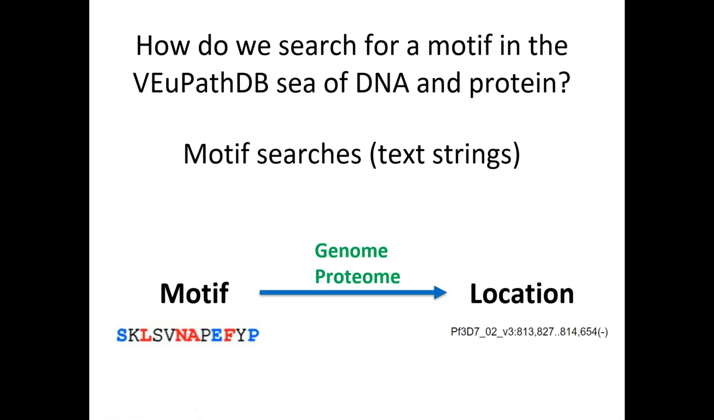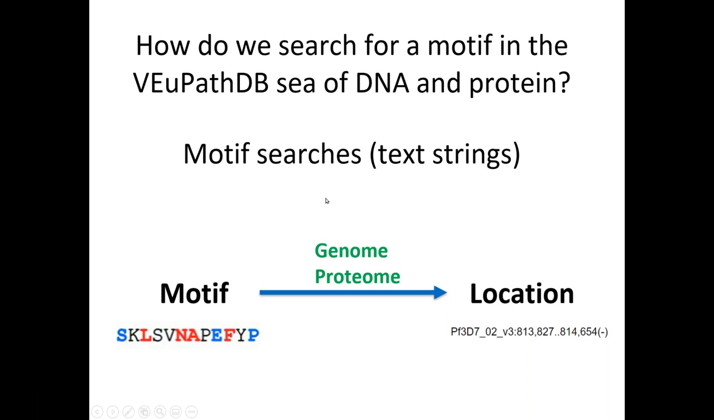Right, so that was just a little demonstration of our InterPro searches. Let's change gears a little bit here and talk about motifs. How do you search for motifs in VEuPathDB's sea of DNA and protein? Well, you treat your sequences as text strings and match your smaller query sequence to larger genomes and proteins. Right, so if you have a motif, either DNA or protein, it's a small sequence that you can match up to the larger sequences of genomes and proteomes.